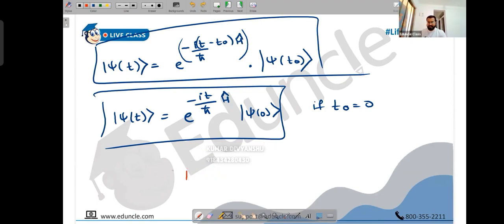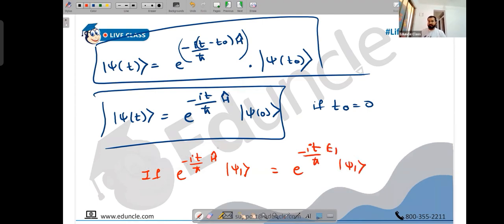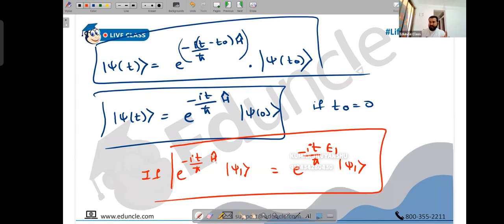So suppose you're applying e raised to minus iHt upon h bar of H cap on psi1. The energy operator H cap now gives you the energy eigenvalue E1. So this becomes e raised to minus iE1t upon h bar into psi1. Basically, H cap acts on psi1 and you end up getting E1 and then psi1. Make a note. Similarly, if you have psi2, then you have E2; if you have psi3, then you have E3. Likewise.